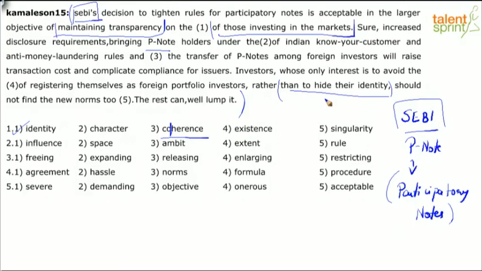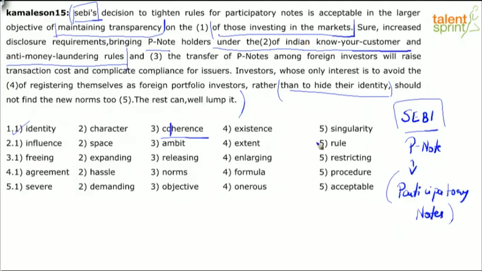Let's move on. Increased disclosure requirements bringing P note holders under the dash of Indian know your customer and anti-money laundering rules. So, what are my options for two? I have influence, space, ambit, extent, rule. Now, how do I figure out the word I need for the second blank? It says under the dash of Indian know your customer and anti-money laundering rules. I have some ideas listed here.